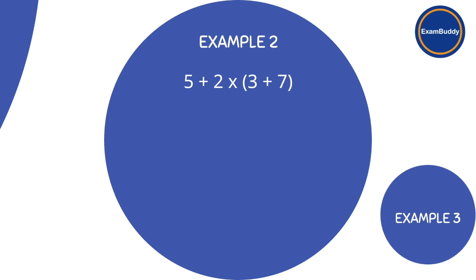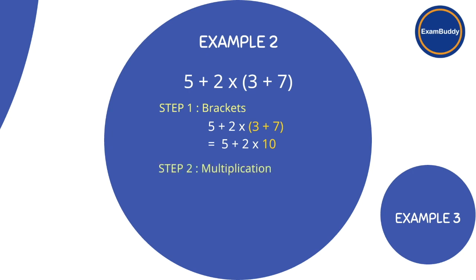So, 5 plus 2 times, brackets, 3 plus 7, close brackets. So, working through BIDMAS, step 1, we solve the brackets. So we have 3 plus 7, which gives us 10, leaving the equation 5 plus 2 times 10. Now we move on to indices, but there are no indices. So we skip to multiplication.